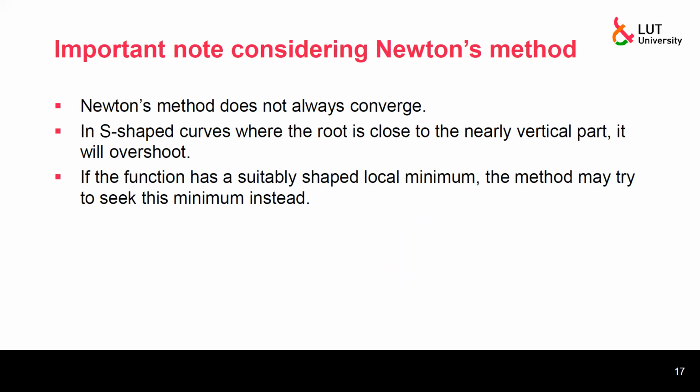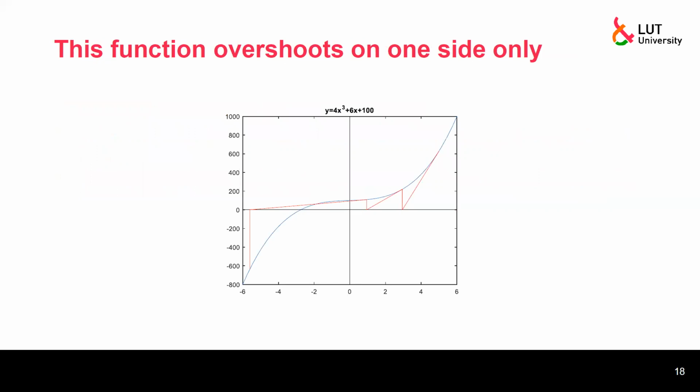Also, Newton's method doesn't always converge. If we have an S-shaped curve where the root is really close to the vertical part, it can overshoot. And if it has a kind of local minimum, it may end up going there. So it might overshoot like this. If this function were slightly lower, you would probably keep on overshooting on both sides. But in the case of this example, it would probably soonish find the root from the left side. But if it had this kind of S shape on both sides, then it would potentially overshoot eternally and not find the root.